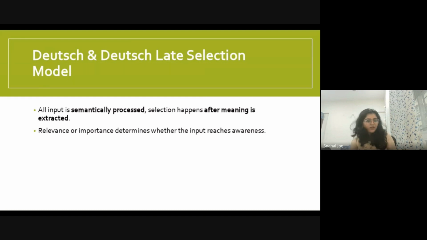However, in cognitive psychology, when we are trying to make sense of our higher order functioning, there are going to be multiple theorists who come with n number of theories, and each one is going to criticize the other. It is upon us to understand what suits us better. Okay. But yeah, so that's the late selection model. Then we have Kahneman's capacity model.